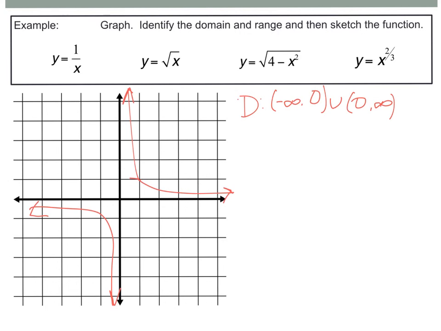Okay, and the range for this one is exactly the same, because similarly with range, it goes all the way down, I can see it's headed downwards, and it goes all the way up, but it never touches 0 as well. It has a horizontal asymptote as well. So my range for this is exactly the same: negative infinity to 0, union 0 to infinity. Okay, cool. Easy enough, right?